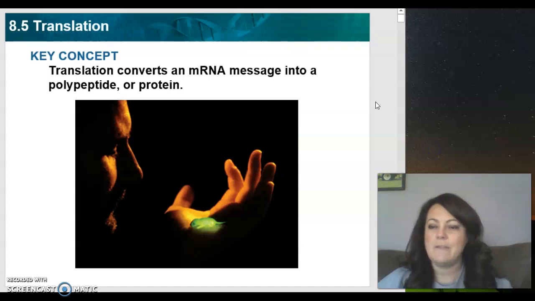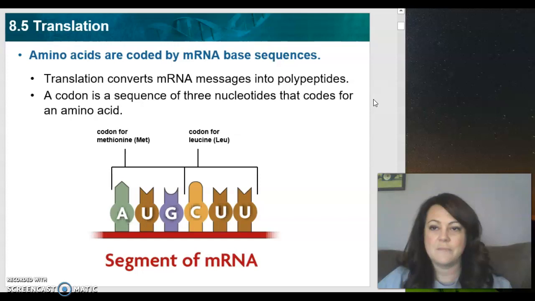Section 8.5 is over translation. The key concept here is that translation converts an mRNA message into a polypeptide or protein. Amino acids are coded by mRNA-based sequences. It's just really the reading of the letters. Translation converts mRNA messages into polypeptides. Remember, that's just a fancy word for protein.